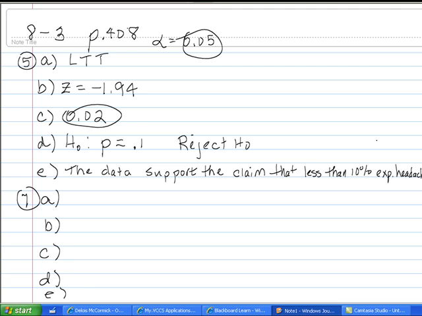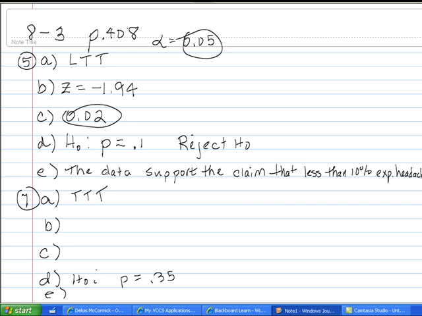Okay, so in this case, equal to would be our null hypothesis. P is equal to 35%, so 0.35. And so not equal to would be our alternative, so that would be a two-tailed test.